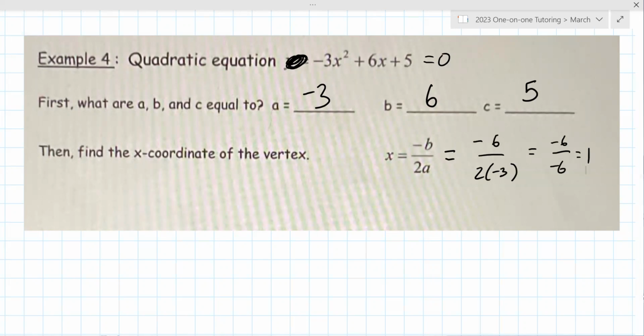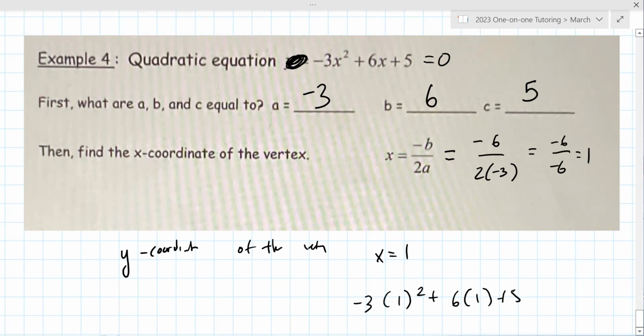All right. Now we actually should find the y coordinate of the vertex also. I know it doesn't say that, but we need to for the next part of this. So you get that by putting the x value back into the original. Minus 3 times 1 squared plus 6 times 1 plus 5. We're putting 1 into that quadratic equation. Could you simplify that for us, please? Sure.